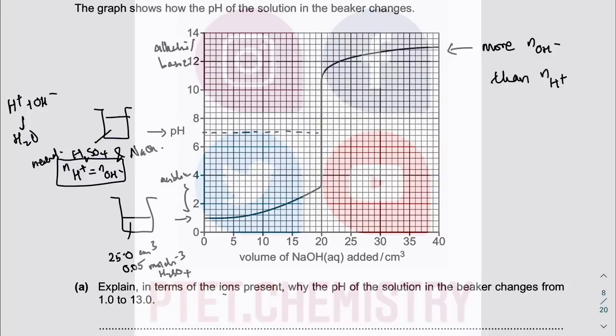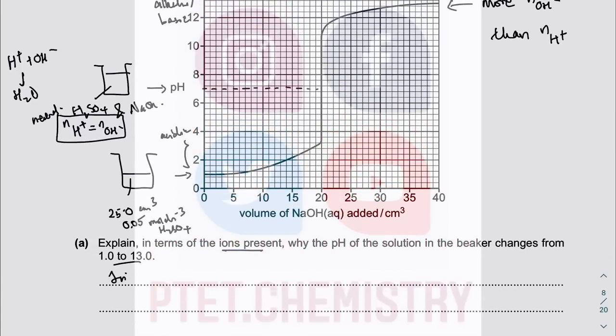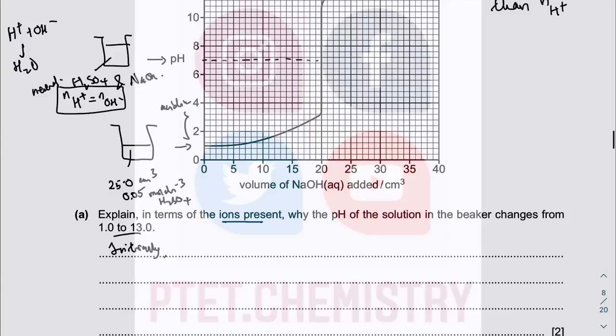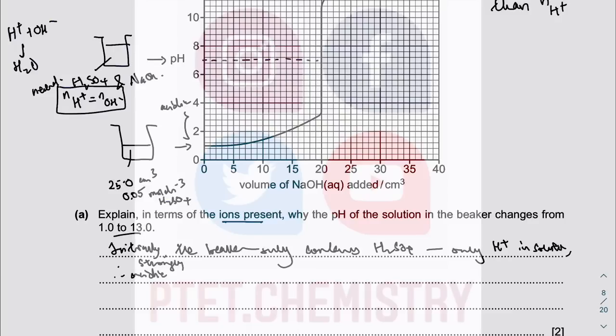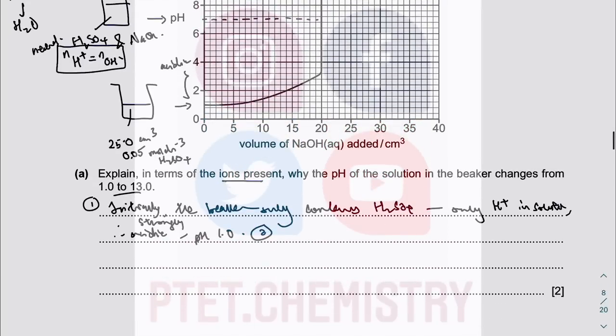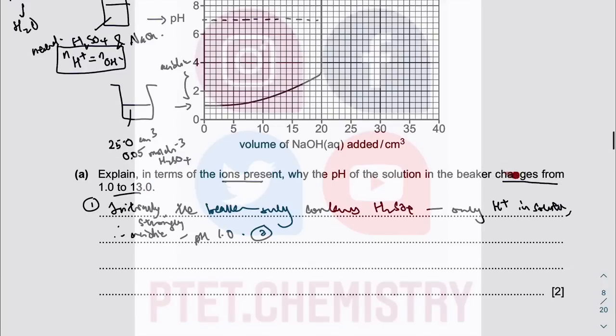So basically, if you think about the ions present, why it goes from 1 to 13.0. Initially, so I'm putting things into words now. Initially, the beaker only contains H2SO4, only H plus in solution. Therefore, acidic, strongly acidic, pH 1.0. Then they talk about the changes. They do not talk about start and end. You also need to talk about the middle bit, which is the changes.